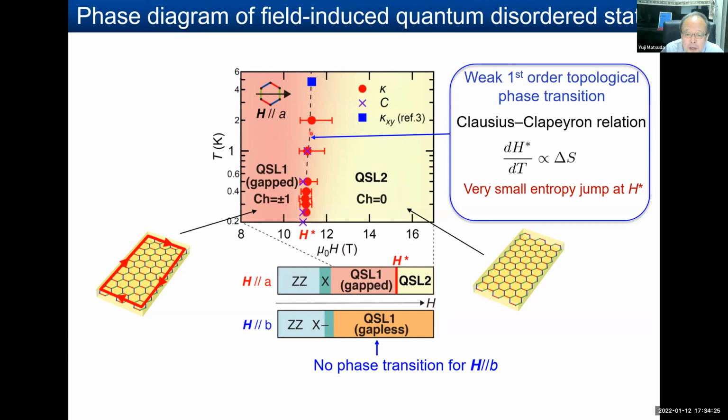So the first order phase transition occurs in magnetic field parallel to the axis, but we never observe such a transition in magnetic field parallel to the B axis.